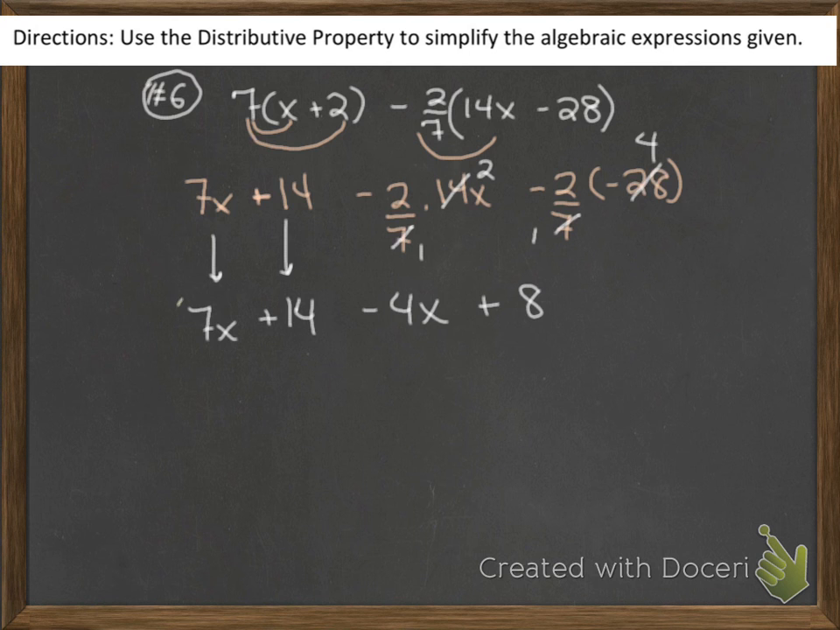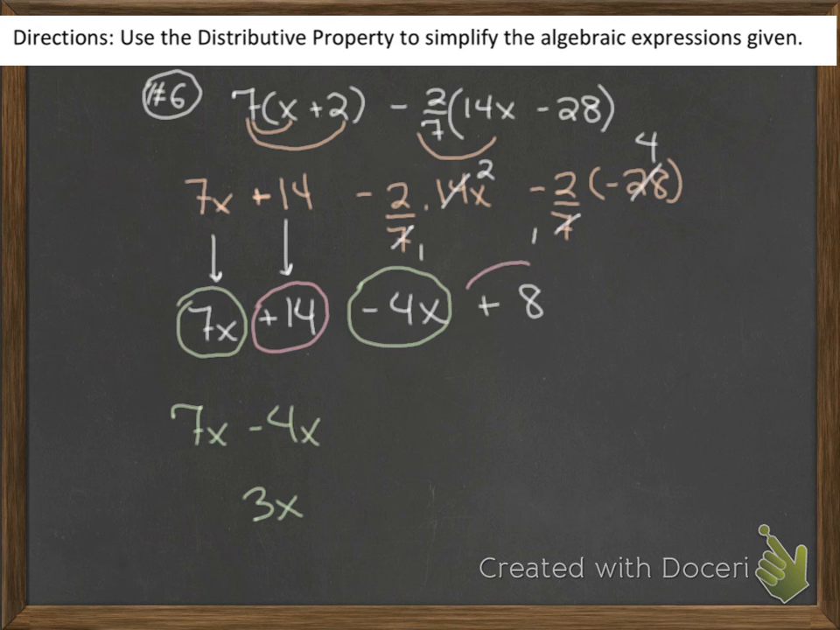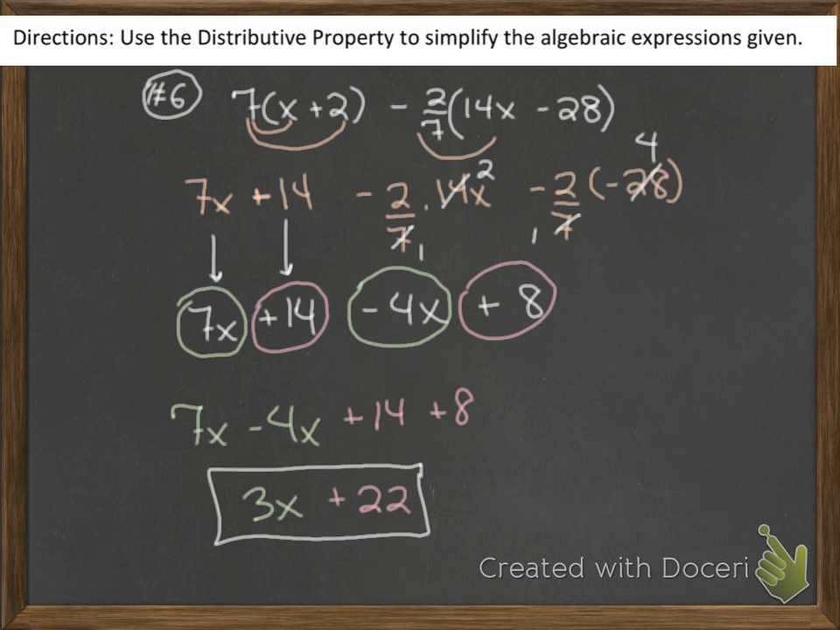So what we can do, again, use that commutative property to move these guys around. So we have a 7x minus 4x. That gives us a 3x. And then we have a plus 14 and a plus 8. And that gives us a plus 22. So the final answer is 3x plus 22. If you wanted to write it as 22 plus 3x, that's also a correct answer.